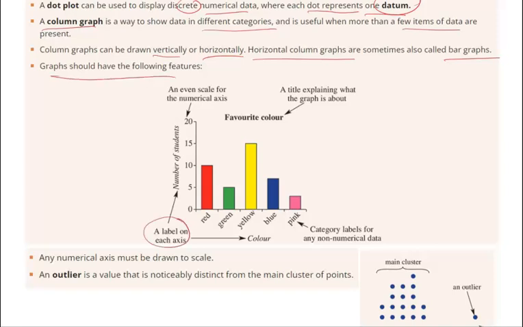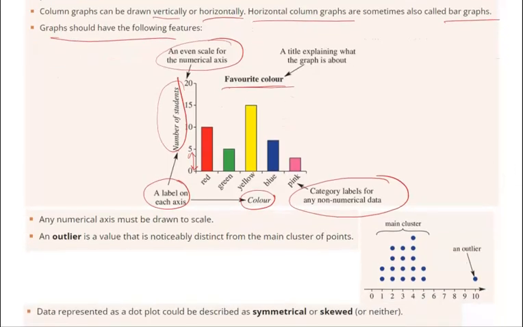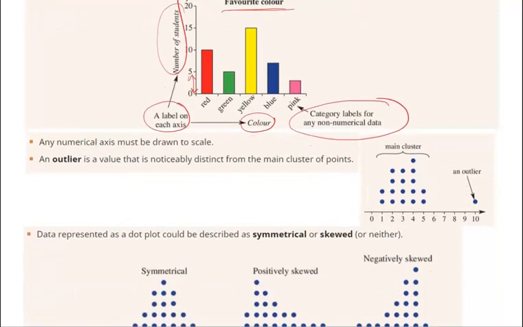And so a graph should have the following features. It should have a label on each axis. What are we looking at? Color, number of students, and then the category labels for each of the categories. We should have a title about what the whole thing's about, and we should have an even scale for the numerical axis. So notice this one goes by fives. If we look at our data, that's going to show us that we don't just want to go by 1 because we've got to go to 20. So fives will do. Any numerical axis must be drawn to scale. So it's got to be evenly laid out.